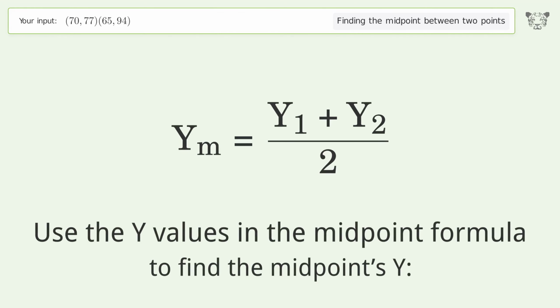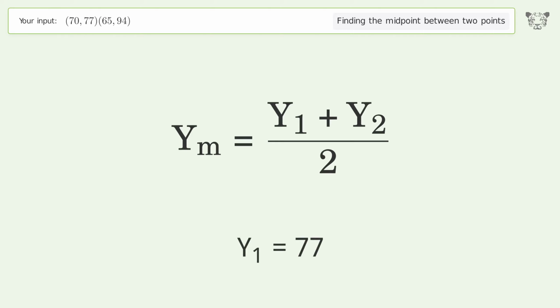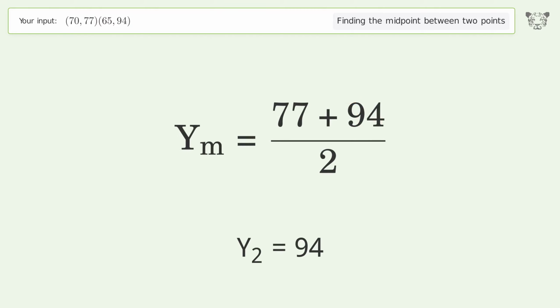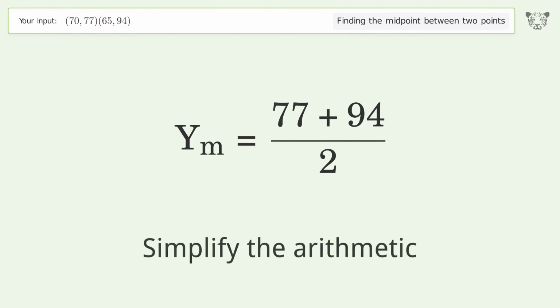Use the y values in the midpoint formula to find the midpoint's y. y1 equals 77. y2 equals 94. Simplify the arithmetic.